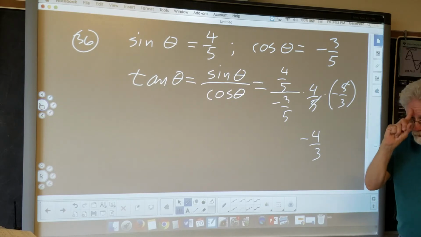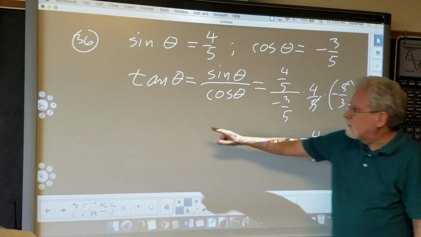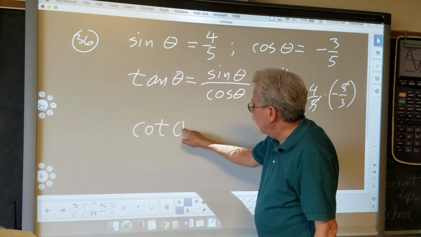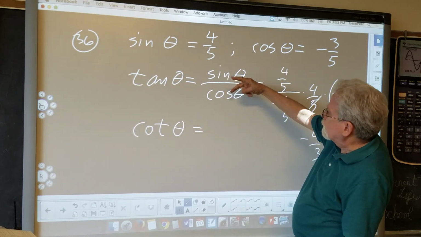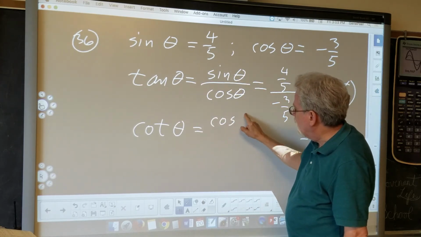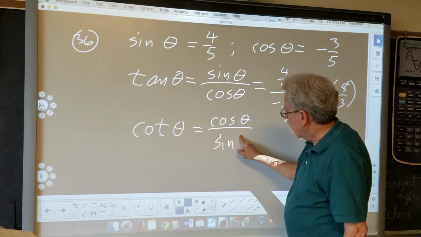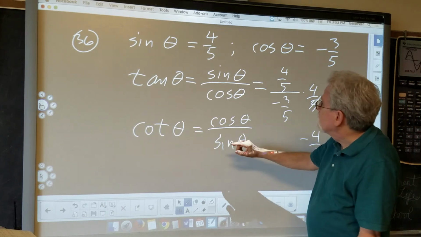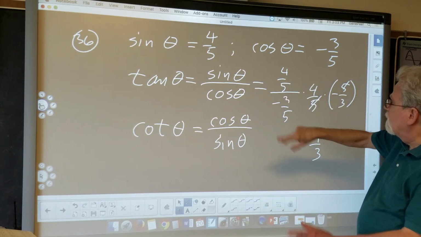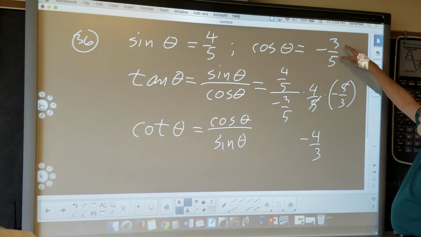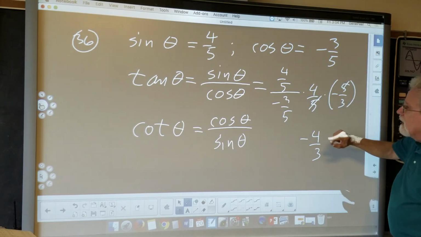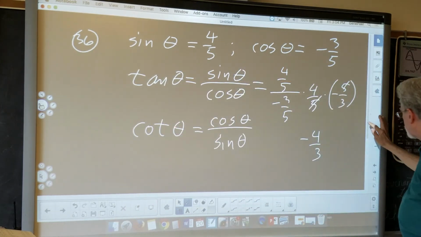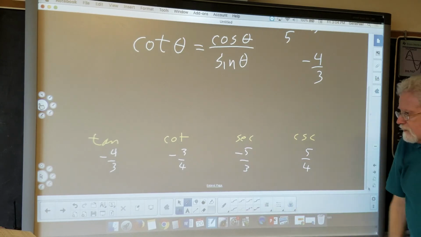Cotangent, think simple. Cotangent is just the reciprocal of tangent. By the way, that implies we could have another identity that the cotangent is going to be what? The reciprocal of tangent. Cotangent will be cosine over sine. Cool. All right, then that's cotangent. What about secant? Secant must be the reciprocal of cosine, so secant is just negative 5/3. And cosecant is the reciprocal of sine, so cosecant is 5/4. And there we have the final answers.